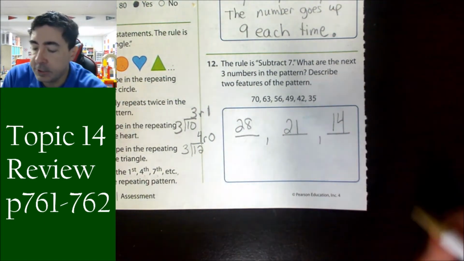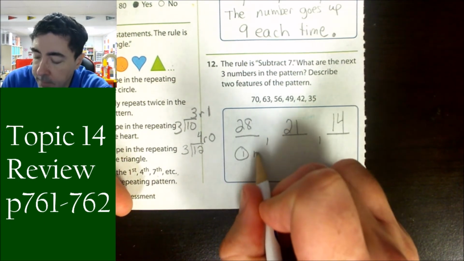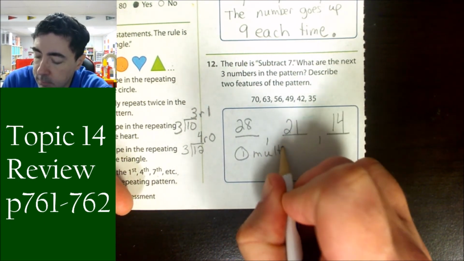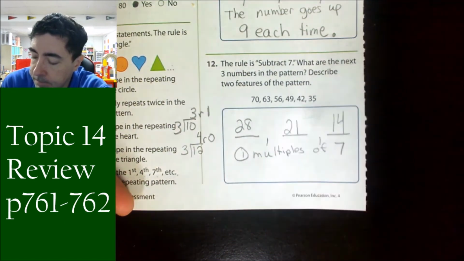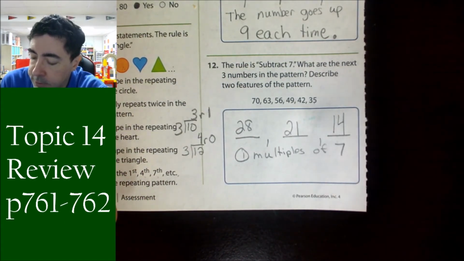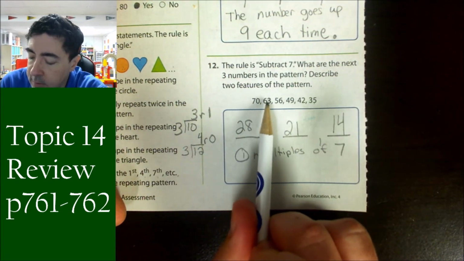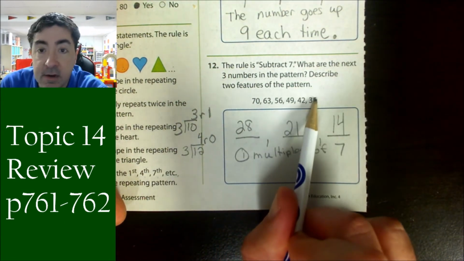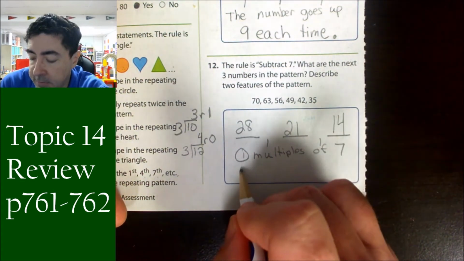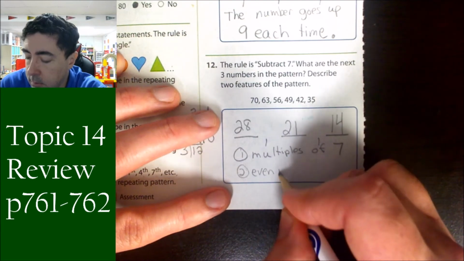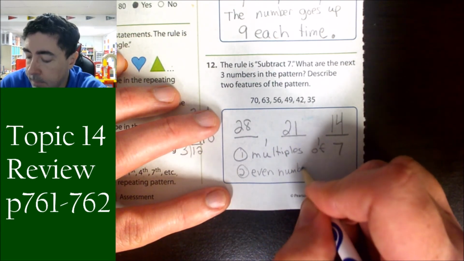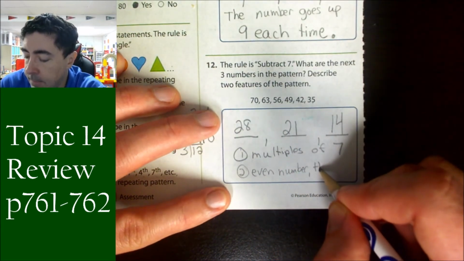What are the features? They are multiples of 7. What else are the features? It seems to be going even, odd, even, odd, even, odd. So that would be a feature of this pattern too. So it goes even number, and then odd number.